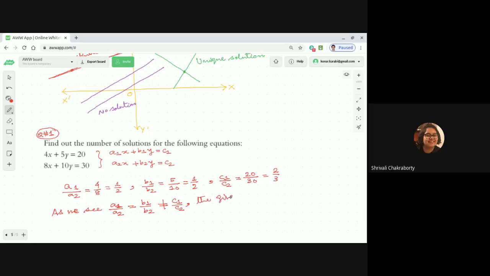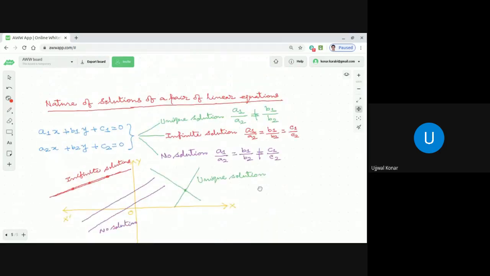Sir, I have a question. Please. So, sir, if suppose it's a unique solution, then will C1 by C2 be equal to B1 by B2 or not equal to B1 by B2? Very good question. That is immaterial. That doesn't matter. It may be equal, it may not be equal. The only condition is that a1 by a2 should not be equal to b1 by b2. Okay, sir. There is no restriction on c1 by c2. Got it? Yes, sir.